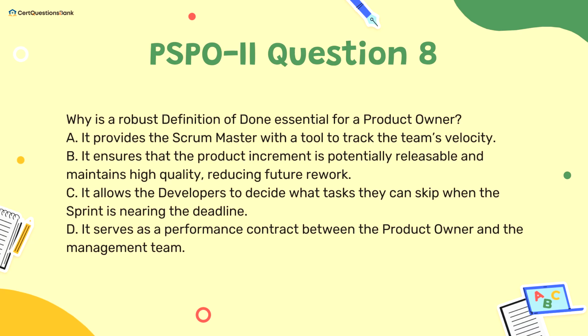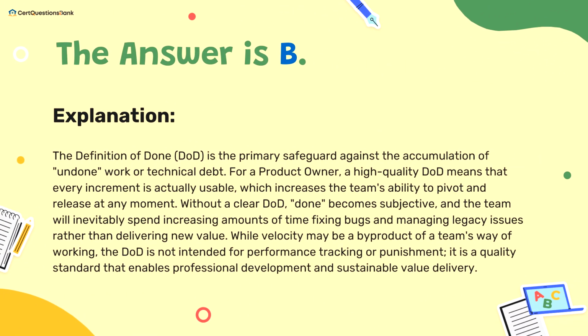C. It allows the developers to decide what tasks they can skip when the sprint is nearing the deadline. D. It serves as a performance contract between the product owner and the management team. The answer is B.